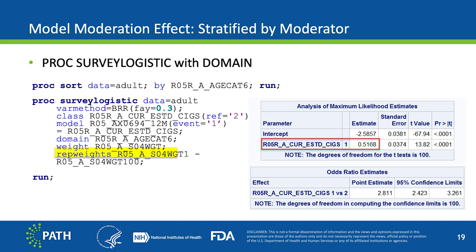In the SAS output, the first output will report the overall estimation. That is telling us that overall, there is a significant main effect from our predictor. Let's remember the number, 0.52. This is the log odds difference of having loose teeth between the group who uses cigarettes and the group who does not.